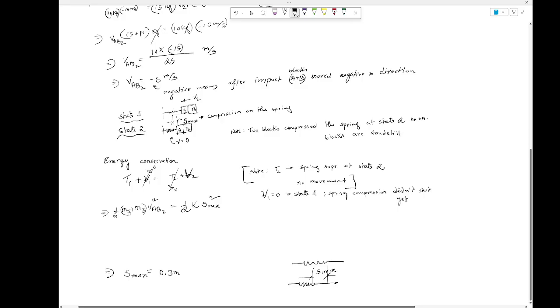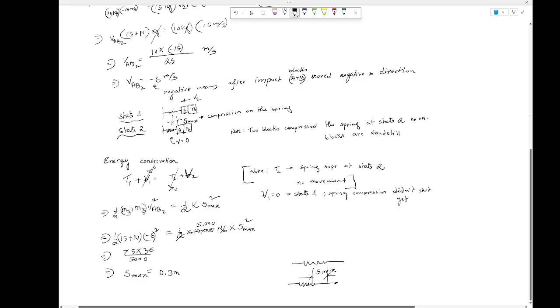All right, let me do the steps here. Don't worry, I have the steps, so you can match. So you have this half of (15 plus 10) times 6 squared, equal to half of 10,000 newton per meter times s max squared. And if you're going to do the math, you should have 75 multiplied by 36 divided by 5,000. See, these two are going to be 5,000.